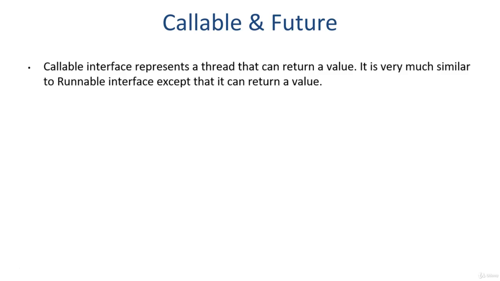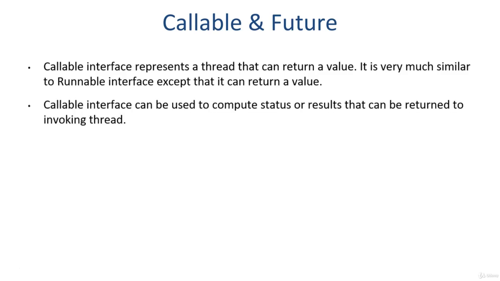So if you need a program where you want to return a value, then use the Callable interface instead of the Runnable interface. The Callable interface can be used to compute status or results that can be returned to the invoking thread.